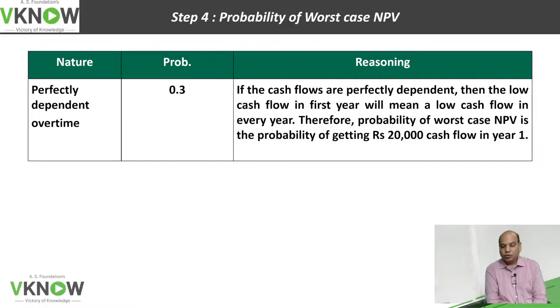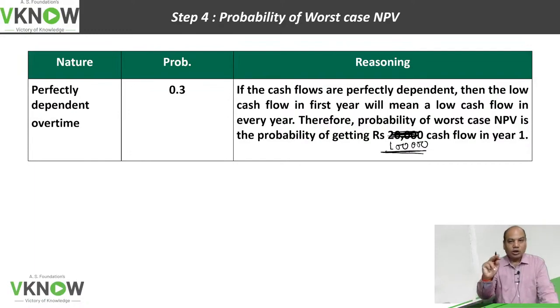Therefore, the probability of worst case NPV is the probability of getting rupees 1 lakh cash flow in year 1. So if you get 1 lakh in the first year, you are going to get 1 lakh in all the years, and therefore just search for this probability, which is 0.3. If cash flows are dependent over time, if you get low cash flow in 1 year, you will get low cash flow in all the remaining years.